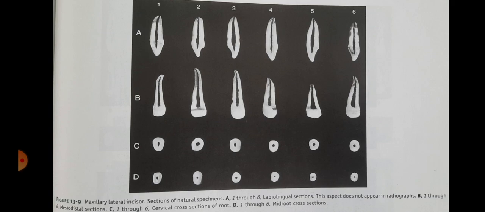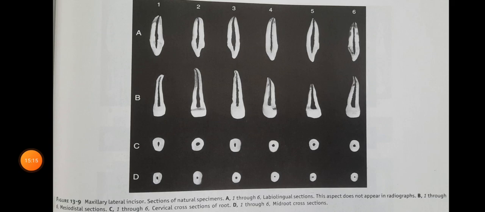The pulp chamber is narrow in the incisal region and may become very wide at the cervical level of the tooth. You can appreciate this in figures 13.9 A1, 2, 3 and 5, right?